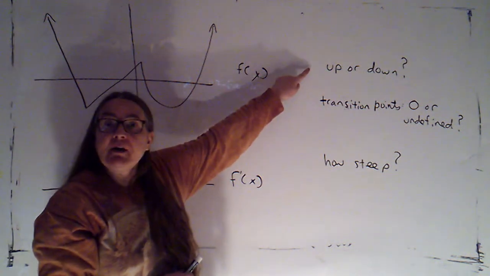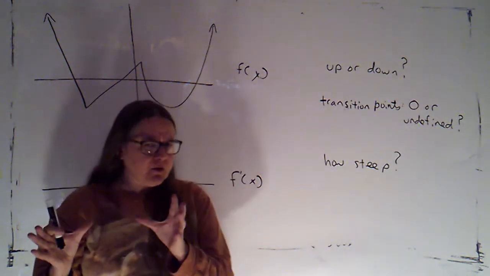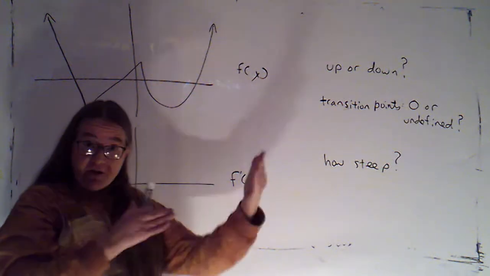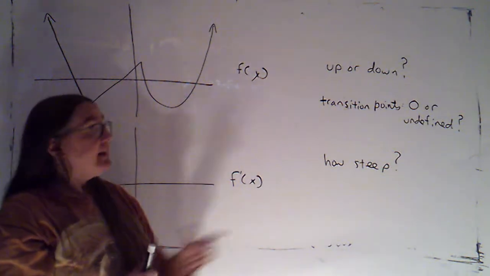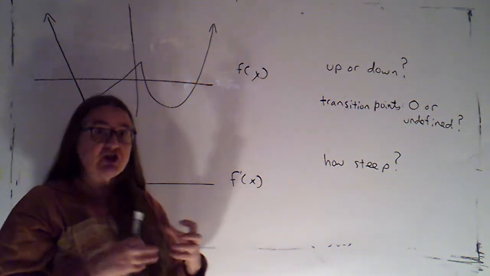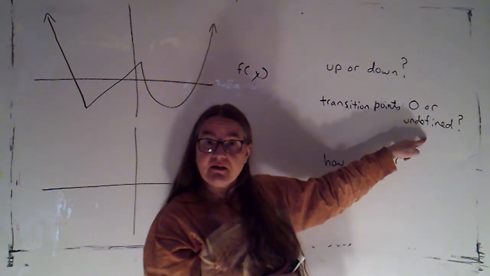Where is f going up and where is it going down? Okay. What does that tell you then about the derivative? Transition points, where the function changes what it's doing. If those are places where it's not going up or down, where it's just changing what it's doing, is the derivative there 0 or is it undefined?